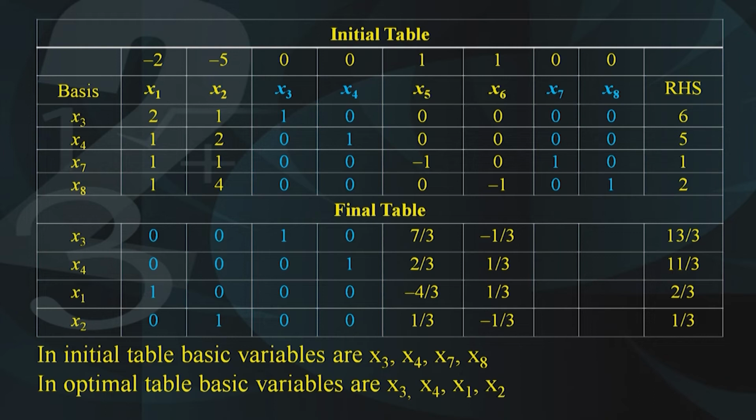So, looking at this initial and the final table, what do we see? We see that the basis of the initial table is x3, x4, x7 and x8, whereas in the final table the basis is given as x3, x4, x1 and x2. So, this is the basis of the initial table and the basis of the final table.